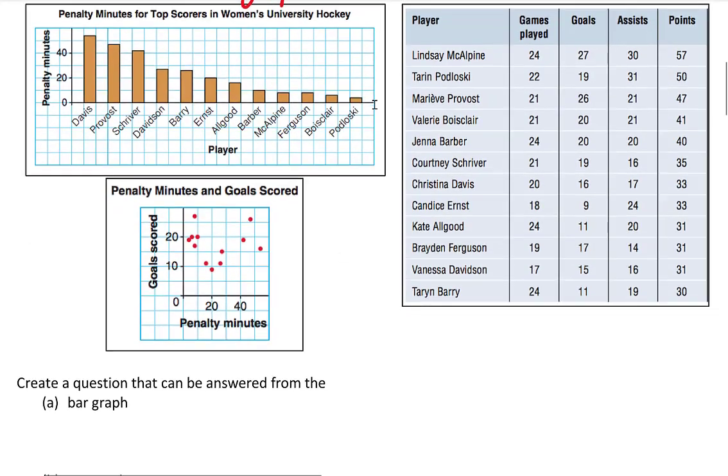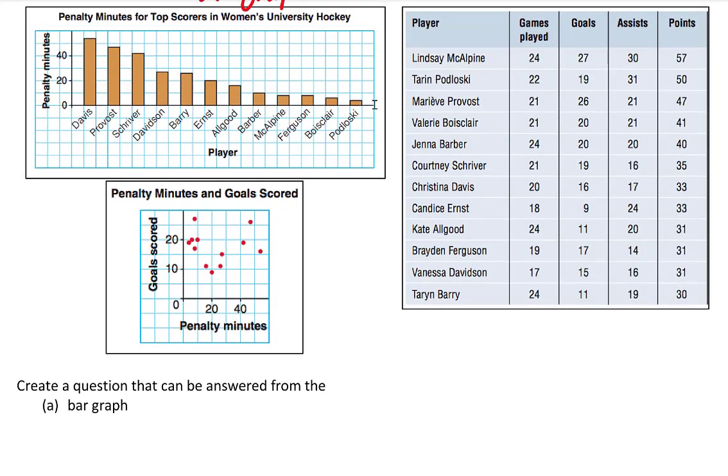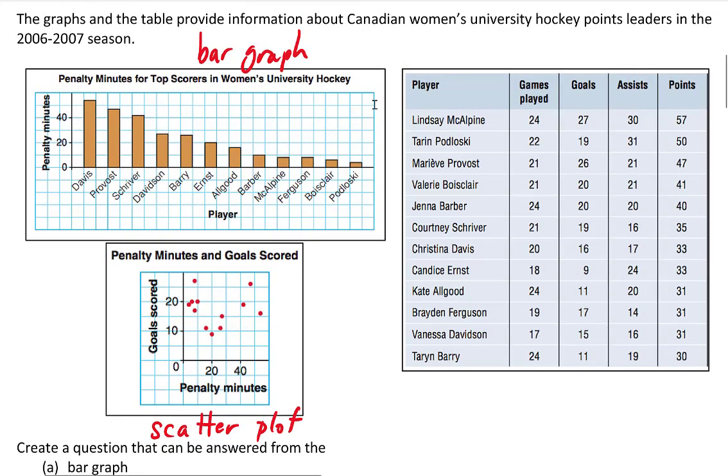The second graph is a scatter plot, and you can see this is comparing the number of penalty minutes and goals scored. And we also have a table. The table gives us multiple sets of information: player's name, the number of games they played, goals, assists, and points.